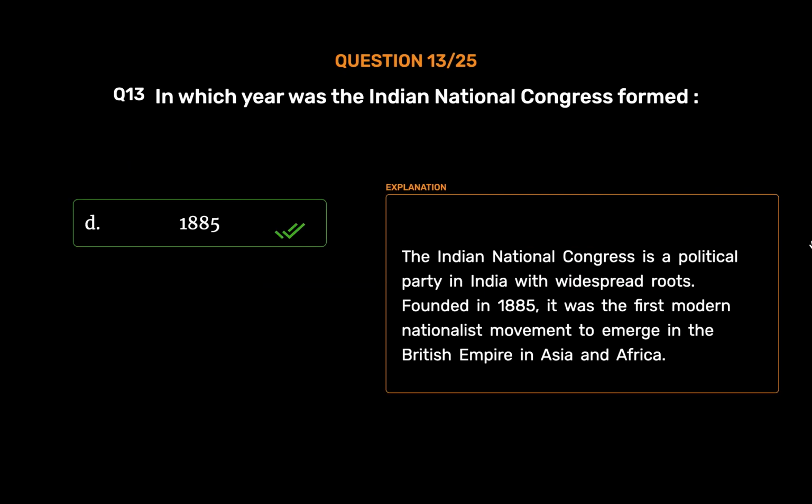1885. The Indian National Congress is a political party in India with widespread roots. Founded in 1885, it was the first modern nationalist movement to emerge in the British Empire in Asia and Africa.